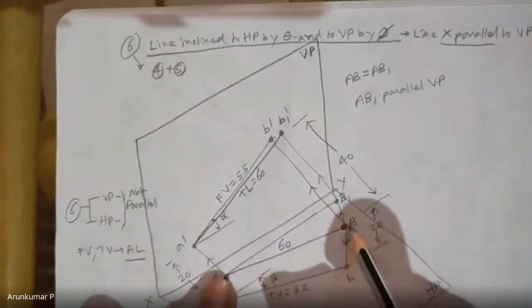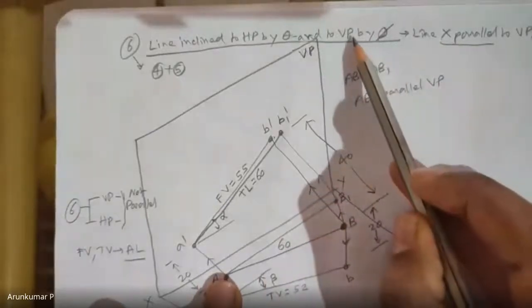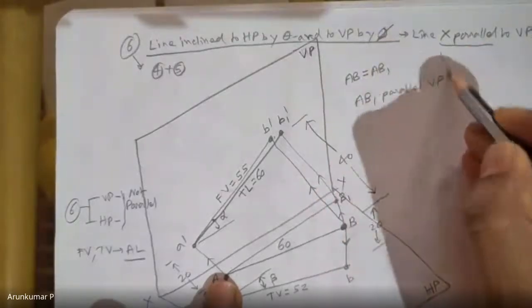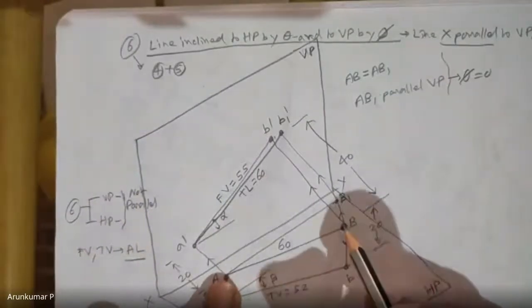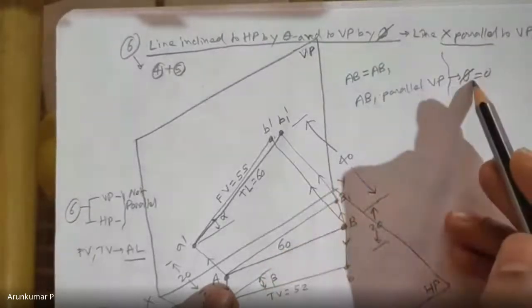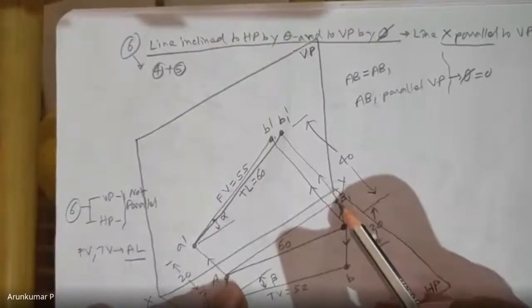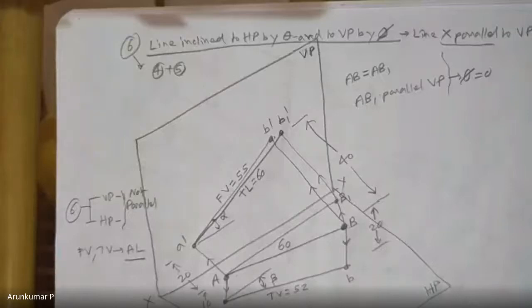See, AB was not parallel to VP. It was inclined to VP by what angle? Phi. So what I have done here, I have made phi 0. When I rotate this B to a new position B1, I have made this phi 0. I have made the line AB to a new position. Now this AB1 is parallel to VP. So this is point number 1.